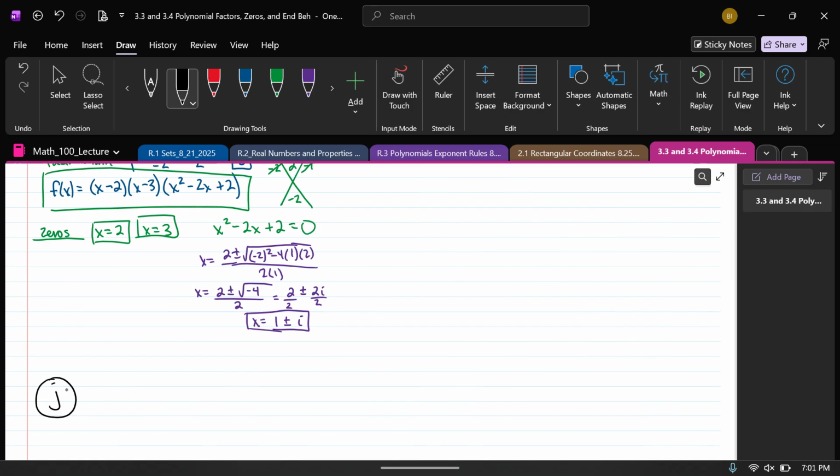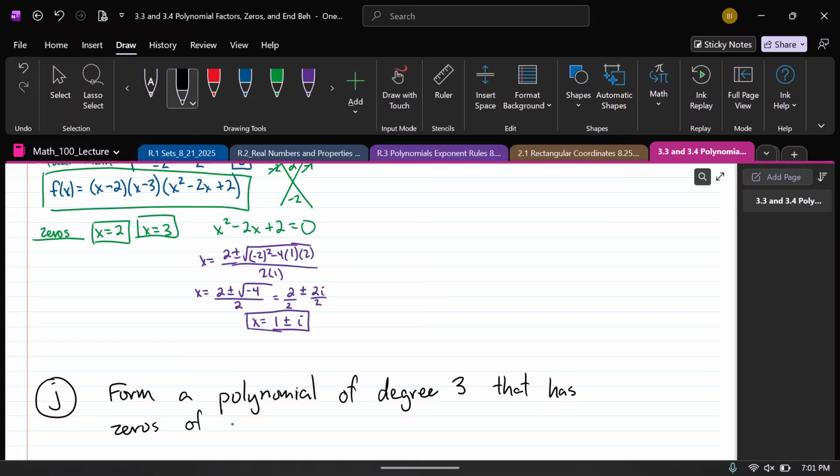Okay? So example J. Form a polynomial of degree 3 that has zeros of -1, +2, and 4 with f of 1 equal to 3.